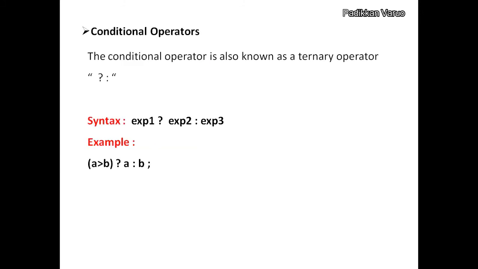Next comes the conditional operators. It is similar to the control structures, and it is also known as a ternary operator. Here comes the syntax. The first one will be an expression. If the expression is true, then expression 2 will be executed. If the expression is false, then expression 3 will be executed. It is similar to an if-else statement. If the expression in that particular block is true, then expression 2 is executed, and if it is false, then expression 3 is executed. So it is similar to how control structures work. So the conditional operator is called a ternary operator. Here comes an example and the syntax of the conditional operators.